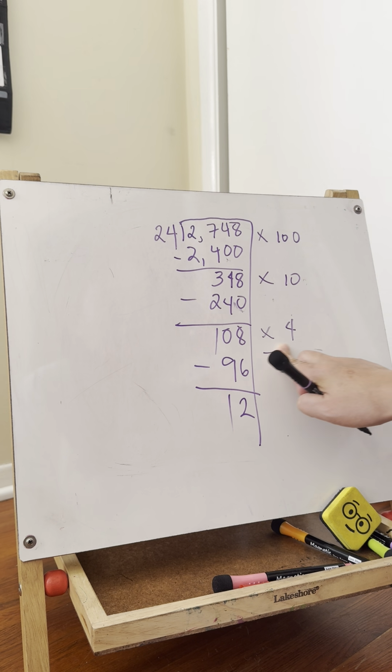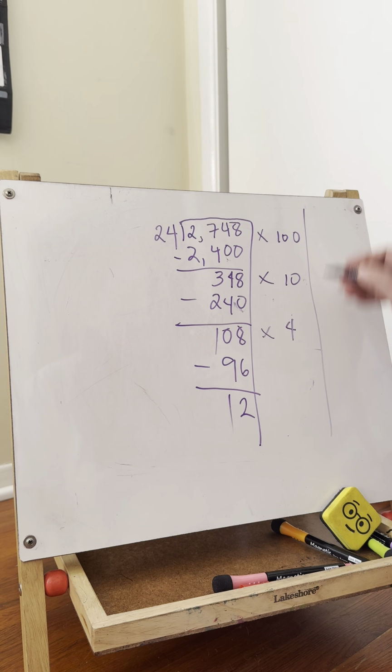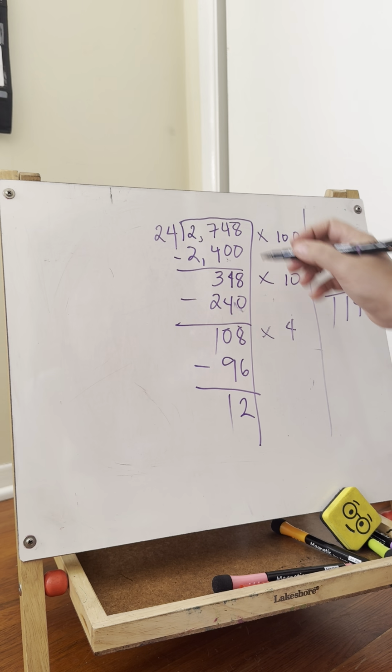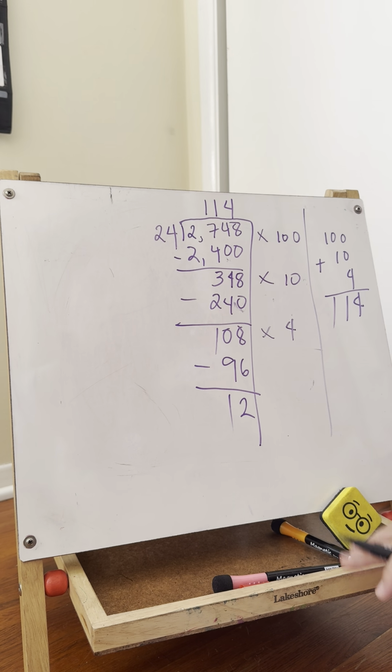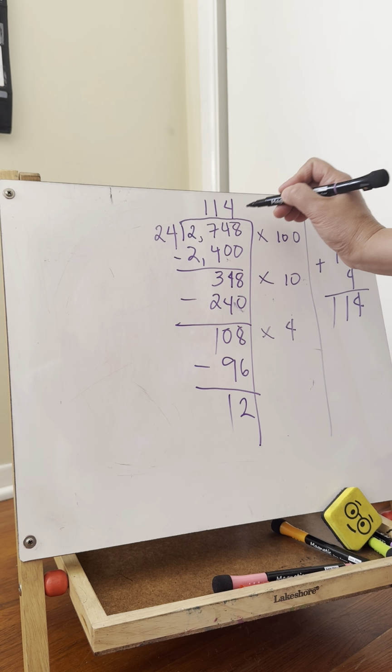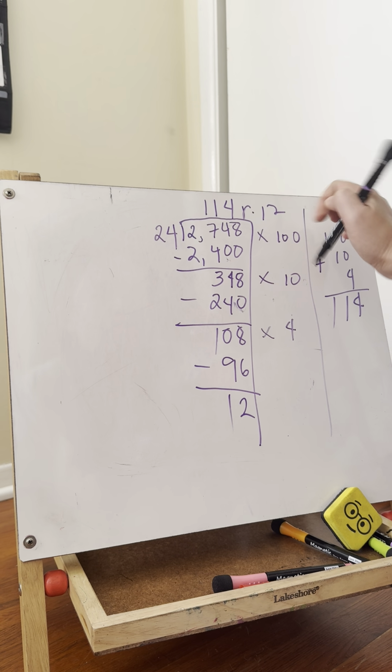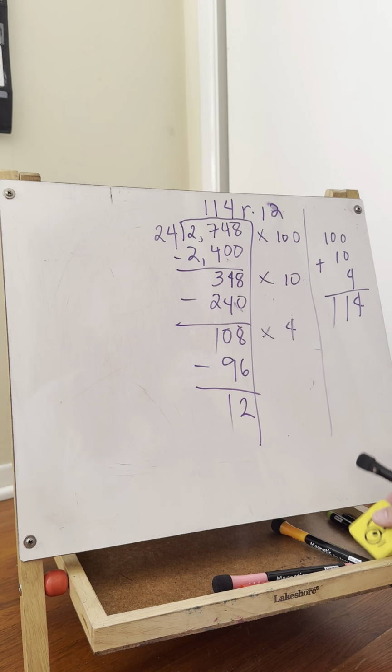And now we are going to add all of this. We're putting it right here: 100 plus 10 plus 4 is 114. So the answer is 114. We'll put it on top here, 114. Okay, remainder 12. Okay, so this is now our partial quotient. It's easy. Okay, that's it.